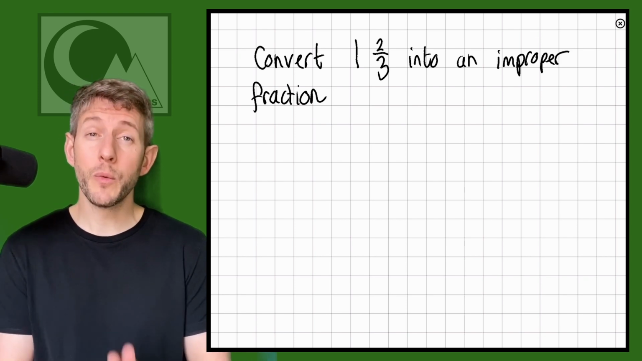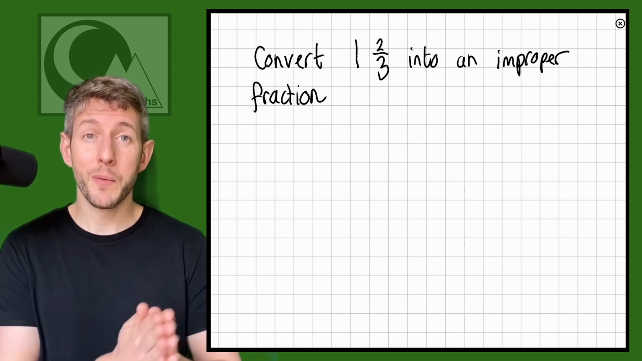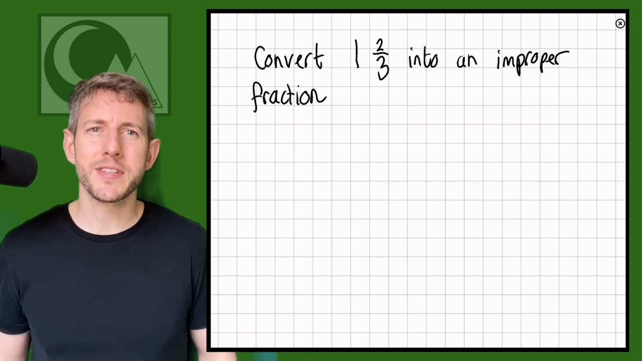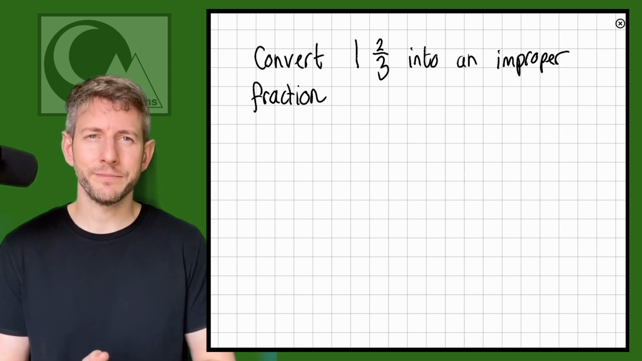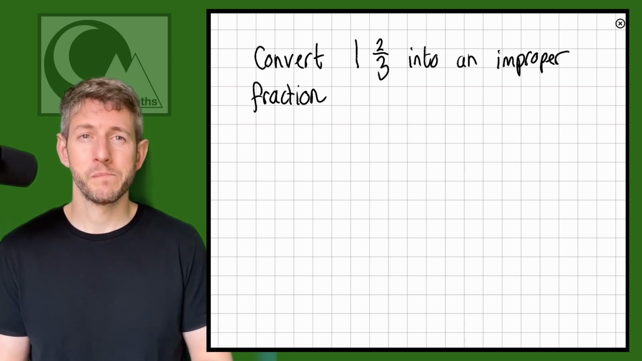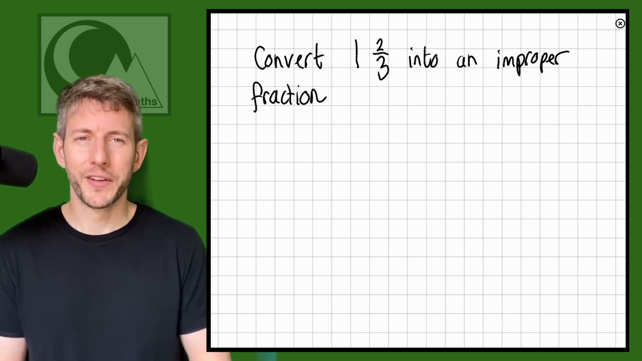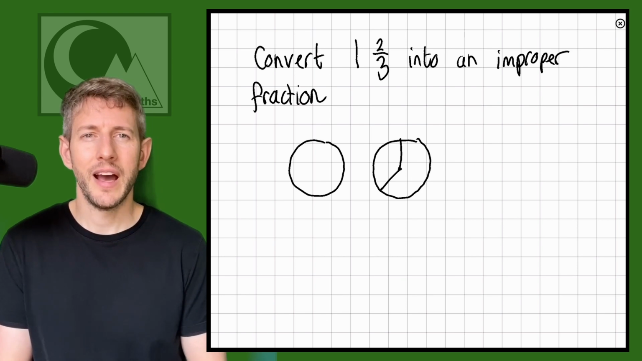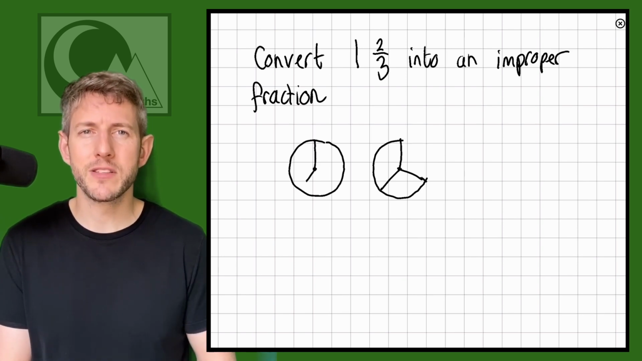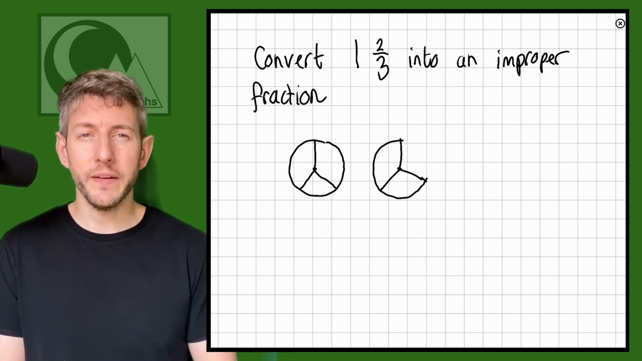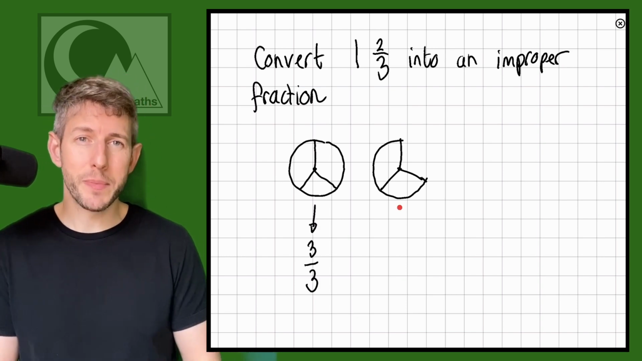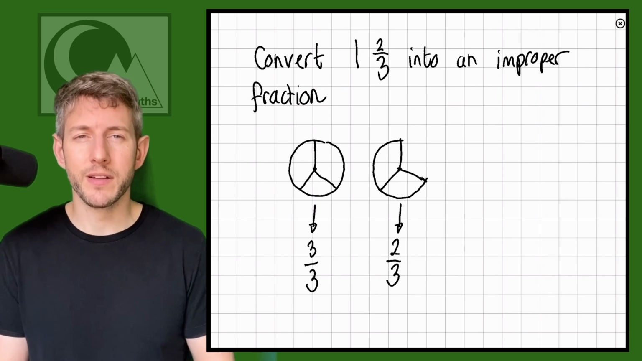So this time we've got one whole biscuit and then we've got 2/3 of a biscuit. Okay. I'll leave you a moment here just to see if you can think about what the answer is going to be. Okay. And now I'm going to draw my biscuits. And then I'm going to divide them into 3 this time. So my whole biscuit will be 3 out of 3. And my 2/3 of a biscuit will remain as 2/3.